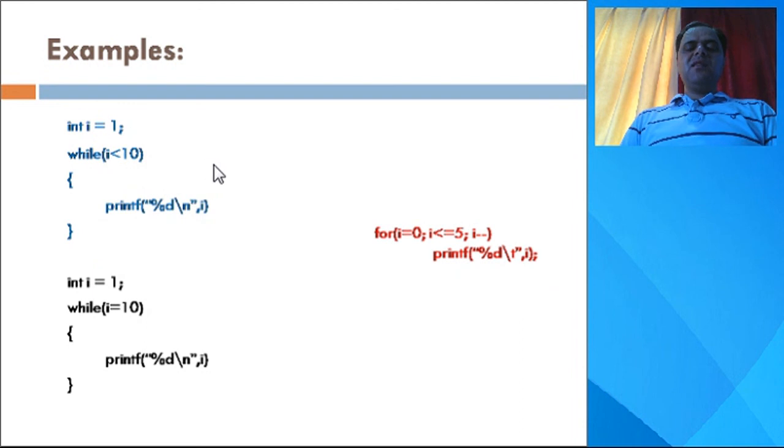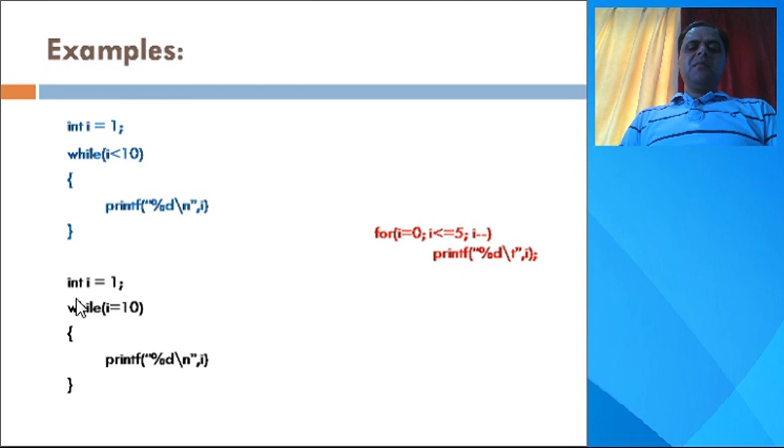The value of i is 1, so 1 got printed. Then I have not incremented i, so again 1 got printed. Again 1 is less than or equal to 10. So it runs infinitely, because i never becomes more than 10. This condition will always be true, so 1 is always printed.